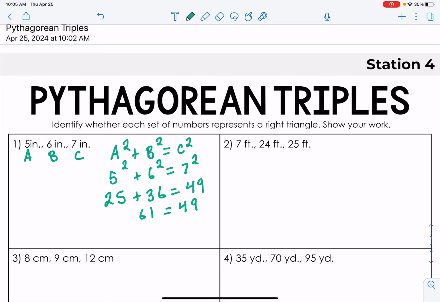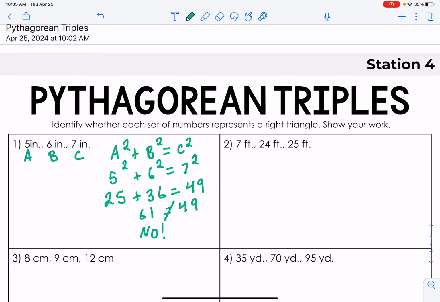All right, we've now simplified both sides of our equal sign as far as it will go. Notice we get ourselves a statement that is not true. 61 is not equal to 49. So because this is not true, I'm going to put a little slash there to say 61 not equal to 49. And our answer here is no, this does not represent a right triangle.